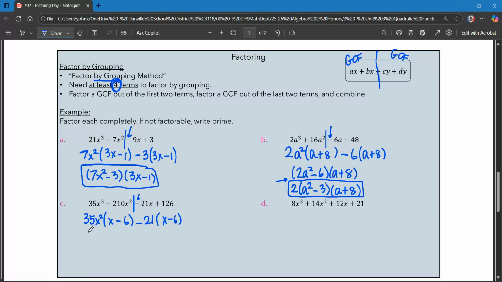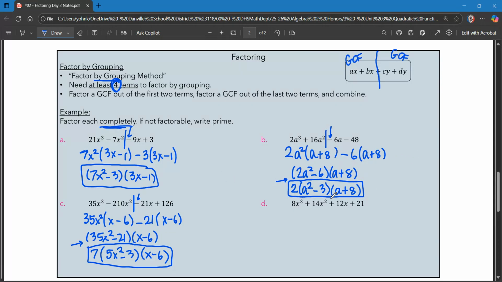Then gather the stuff in front, 35x squared minus 21, and write one of the x minus 6's. Peek and see if there's any GCFs. Ooh, there still is a GCF. I can take a 7 out of 35 and 21, so I'm going to factor a 7 out. That leaves me with 5x squared minus 3 left, and x minus 6. Notice directions say to factor completely. If all you did was stop at step 2, that's factoring, but you didn't factor completely.